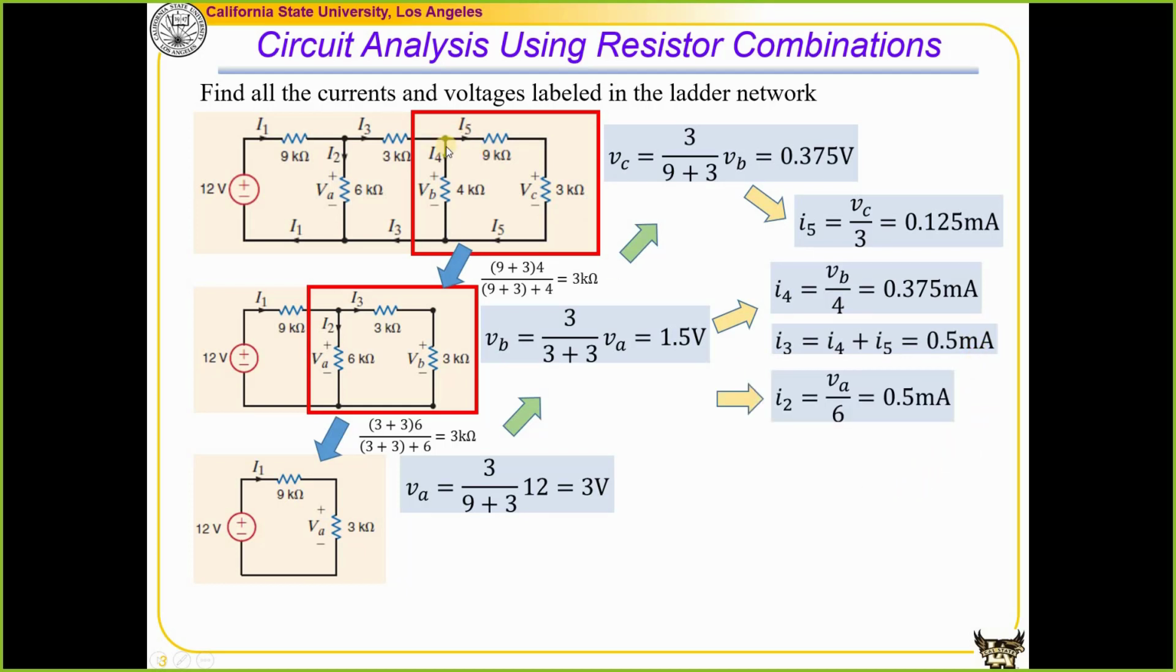And we keep moving, and we can find I2 by using Ohm's law, by looking at this 6K resistor. And we can find I1 by using KCL again. We also mentioned that to find I1, we can also find it from this network by using Ohm's law, VA divided by 3K, that is also 1 milliamp. So we also cross-check the answer. So now we are pretty confident the answer should be correct.